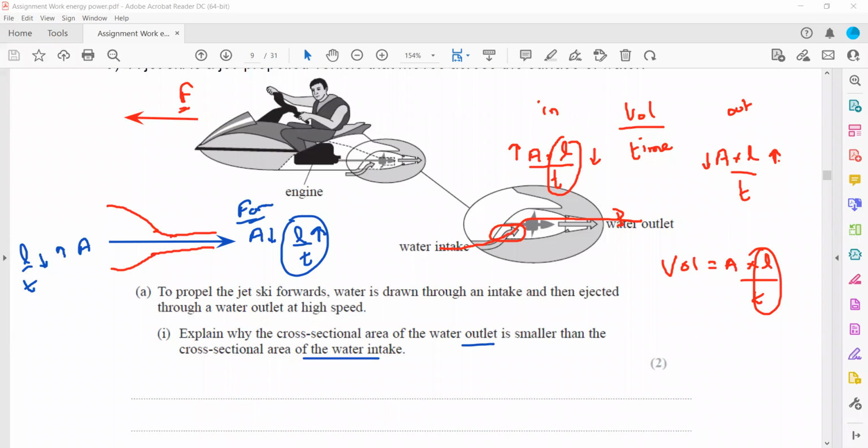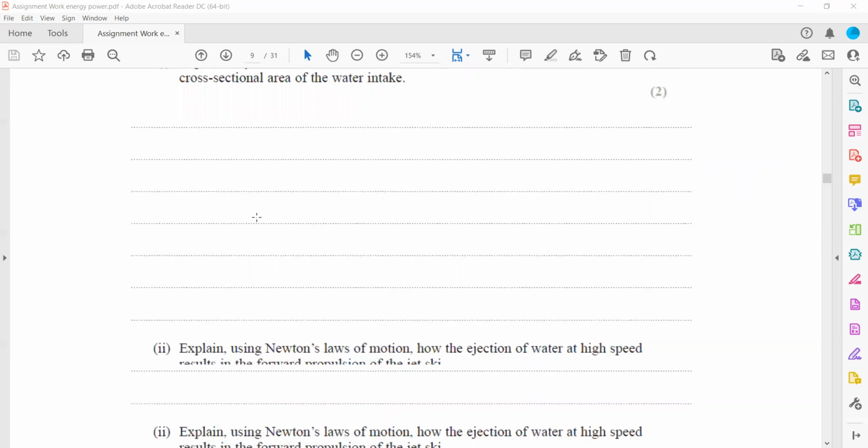So the answer here: explain why the cross-sectional area of the water intake and outlet should be different. As the same amount of water enters and leaves, the one with a small area will have a greater flow of water, or greater velocity at which the water leaves. It means there will be a greater change in speed. As a result, there will be greater force, so it can easily propel this jet ski.